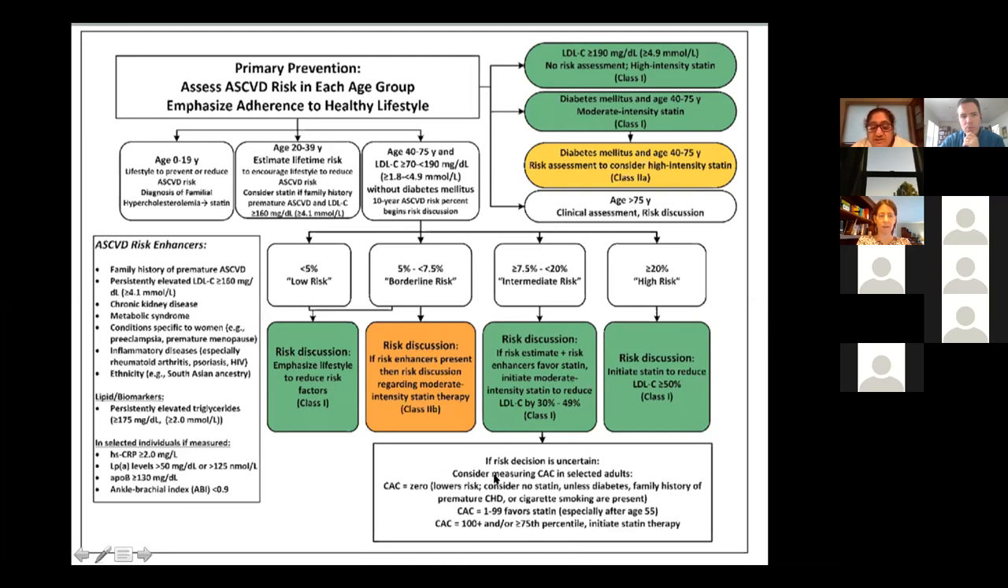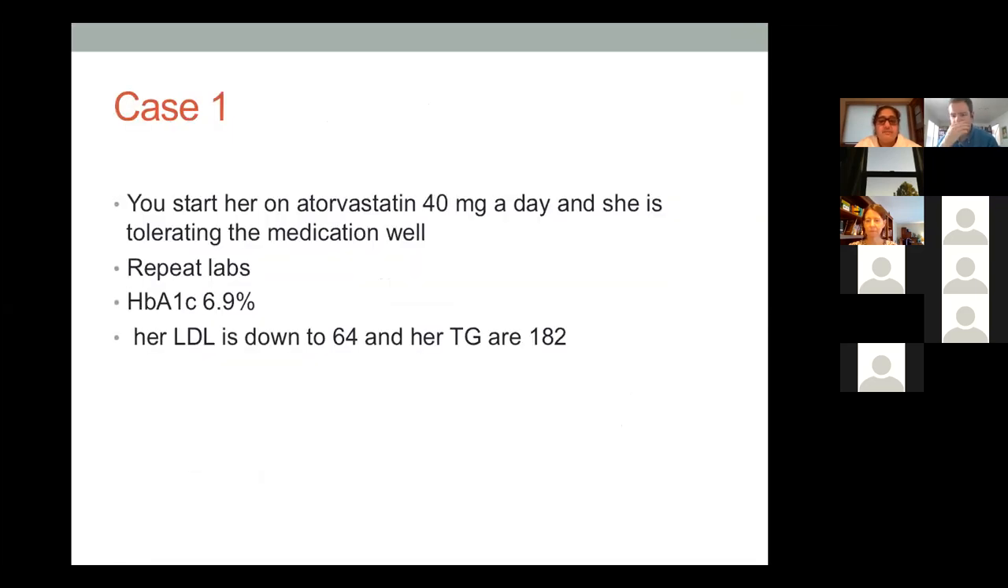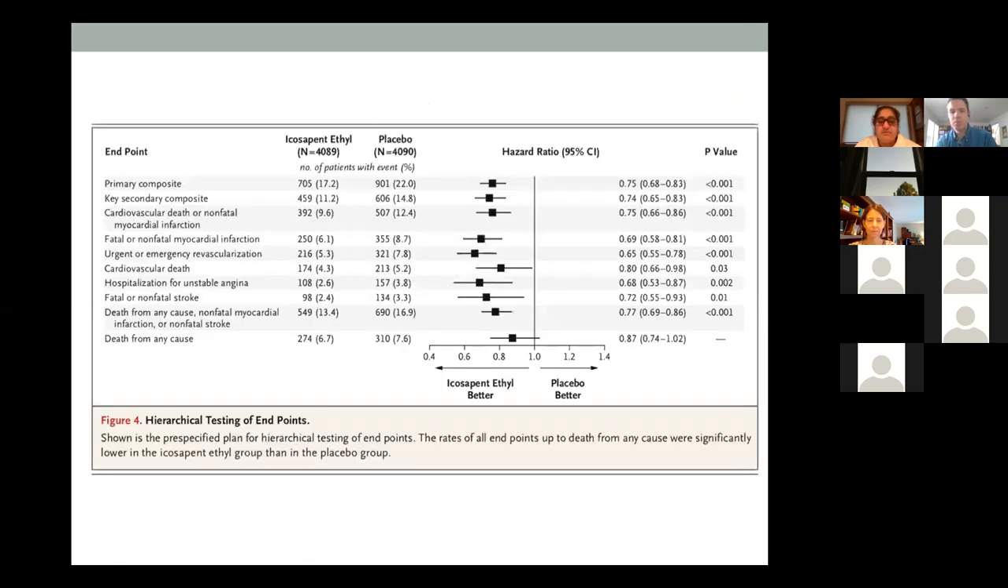If it wasn't 0, but it went from 1 to 99, you would still use a statin. If the coronary score was 100 or greater, or greater than the 75th percentile, you would definitely use a statin and you might consider a higher intensity statin. That's how the CAC might affect your therapeutic decisions. Okay, all right, let's move on. I'm actually going to just move on from here.